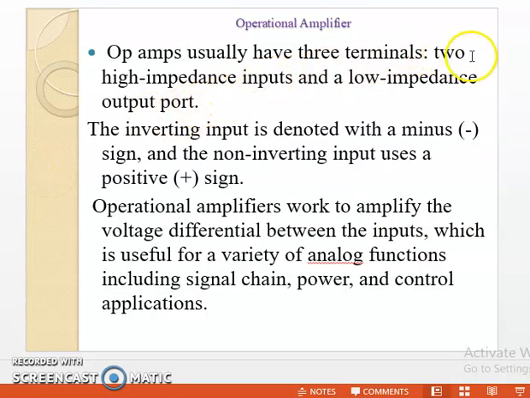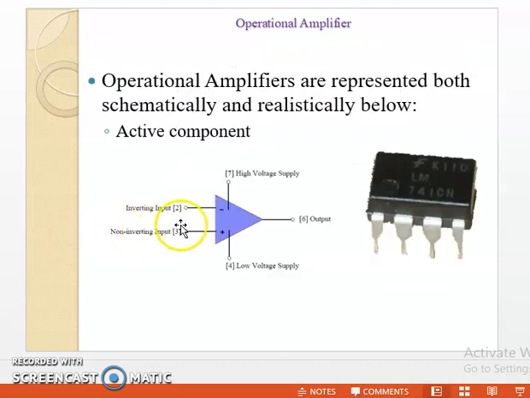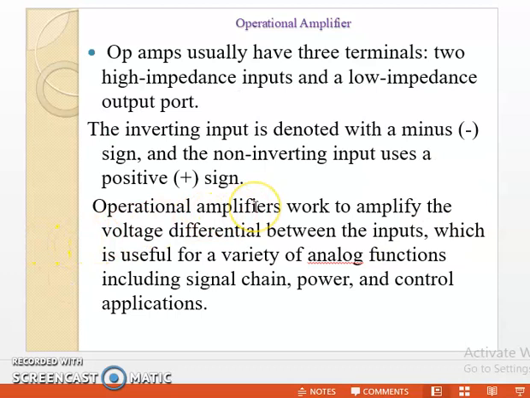This is a realistic symbol and this is a schematic symbol of op-amp. Op-amp usually has three terminals: two high input impedance inputs and a low impedance output port. The inverting input is denoted by a minus sign, whereas the non-inverting input uses a positive sign, as shown in the figure. Operational amplifiers amplify the voltage differential between the inputs, which is useful for a variety of analog functions, including signal conditioning, power and control applications also.